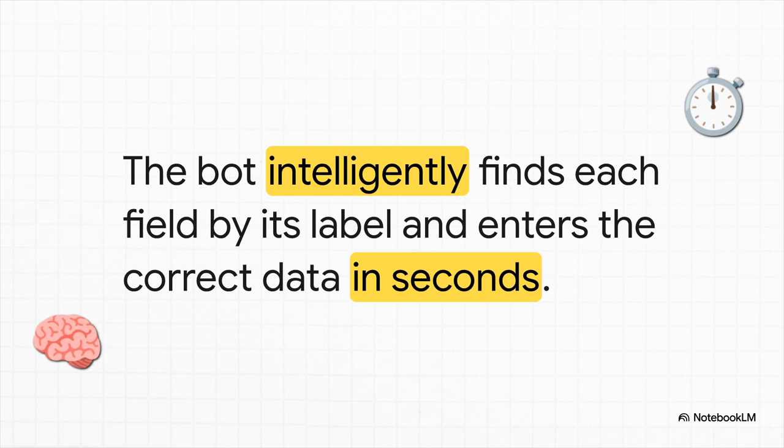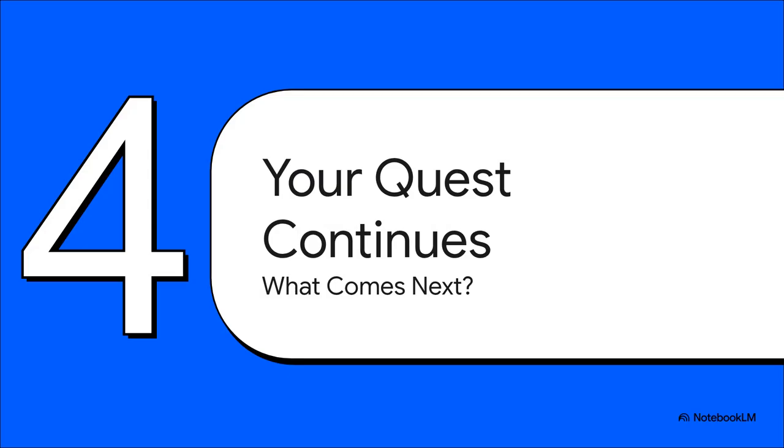It intelligently looks for the label next to the box. So it finds first name and types there, it finds last name and types there, no matter where they've moved. It just works, flawlessly, and it does the whole thing in seconds. Way faster and more accurate than any human could. So there you have it. You've set up your tools, you've built a simple bot, and now you've built a more complex one that can handle a real-world task. You've seen the power of this stuff firsthand.